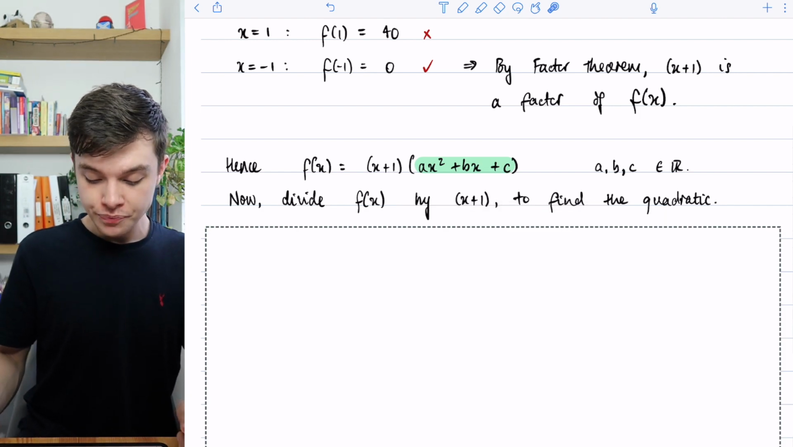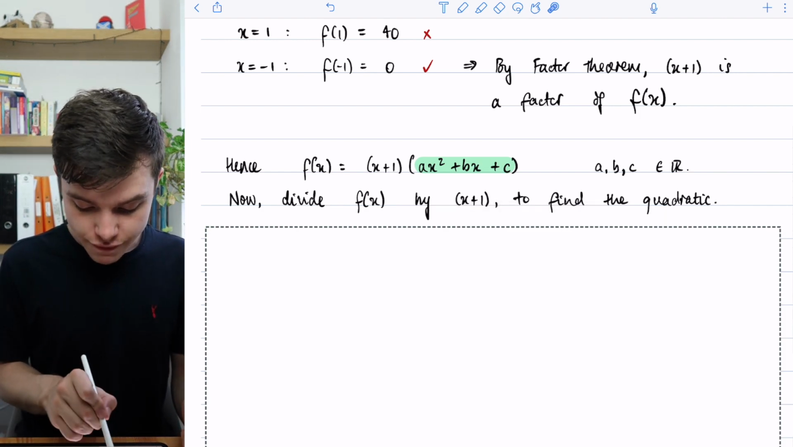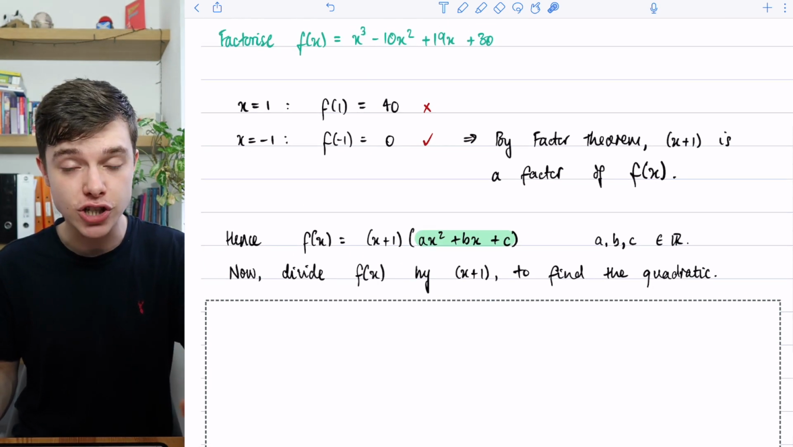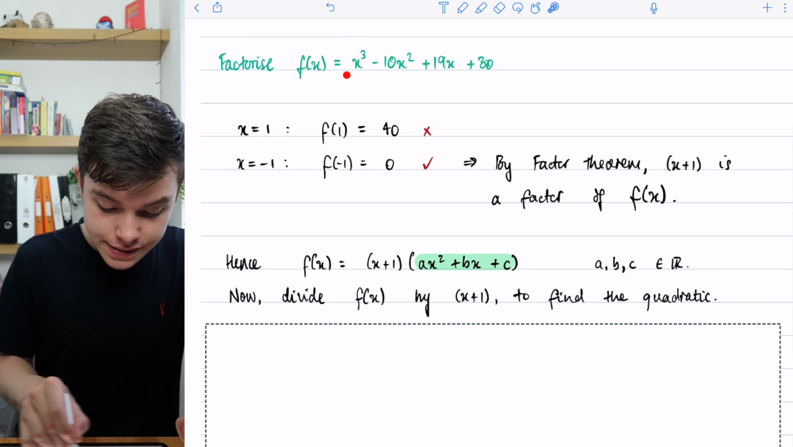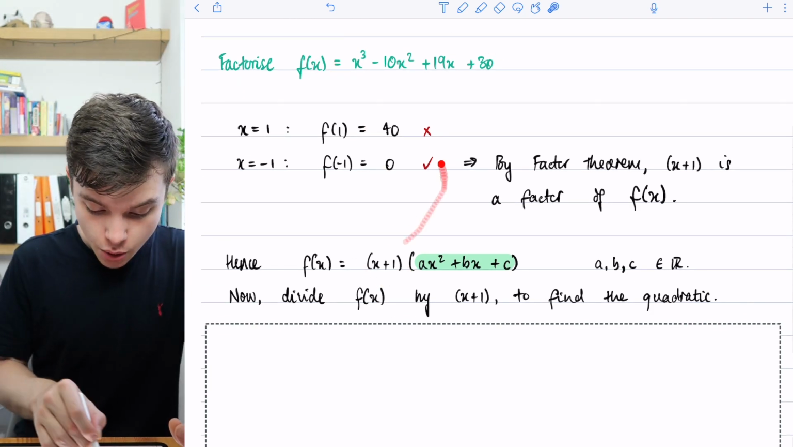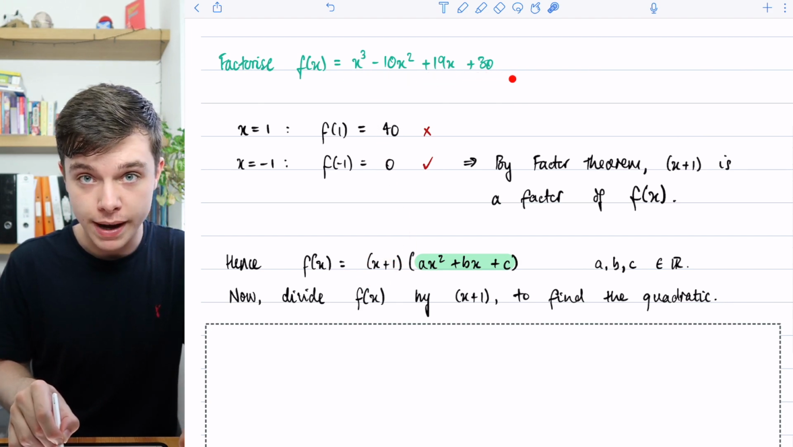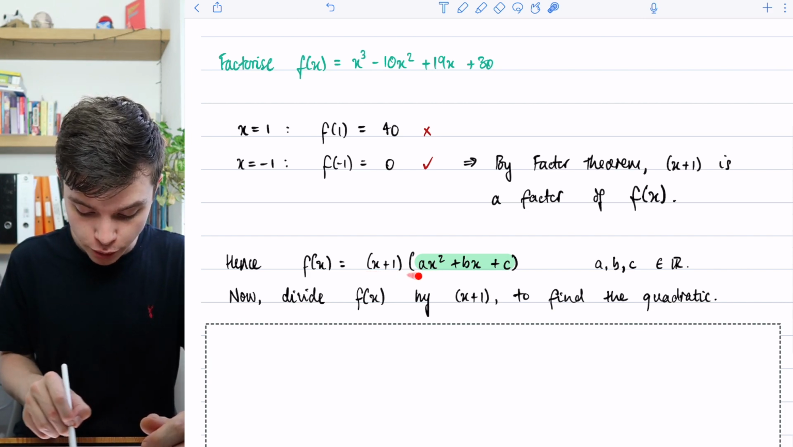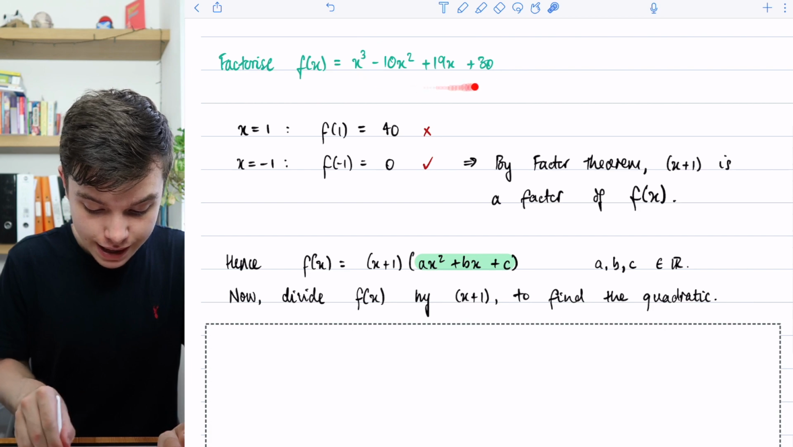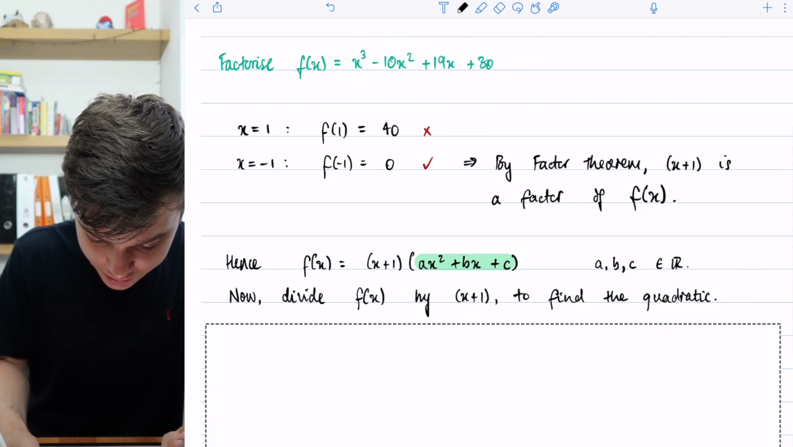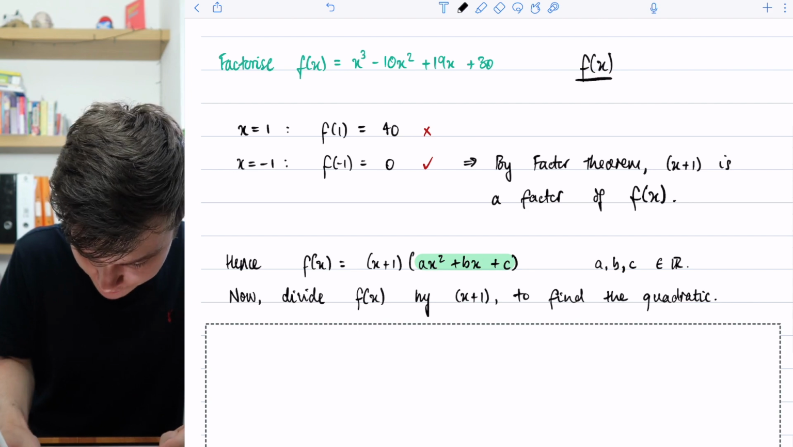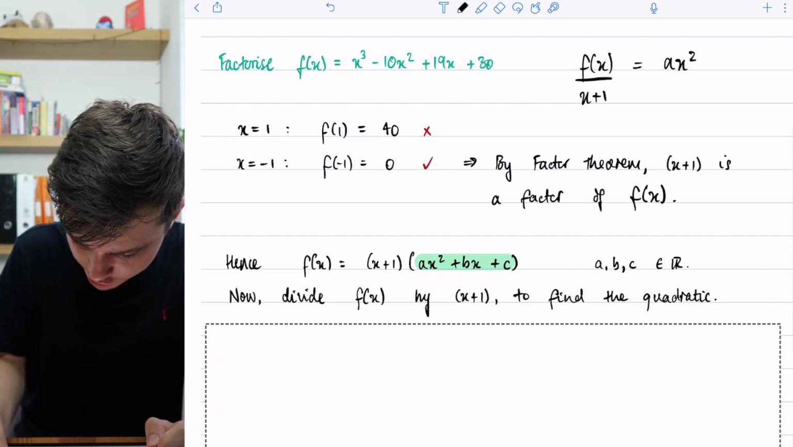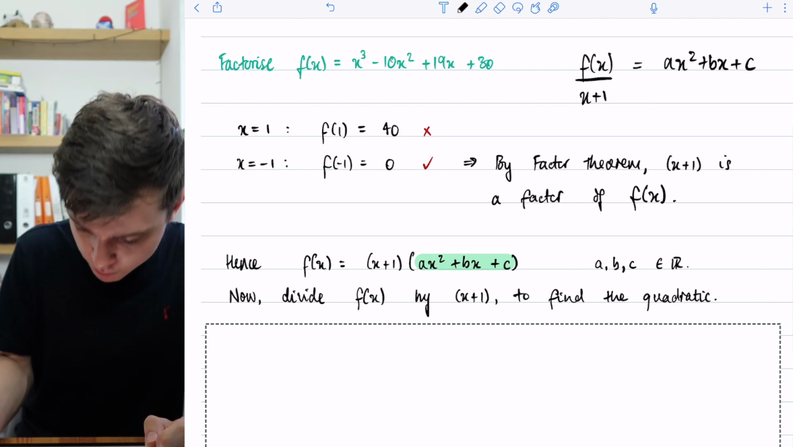Well, what I'm going to do is divide f of x by x plus 1, because if you remember from algebraic division, we can divide a factor of this cubic into this cubic to give us the quadratic here, because we'll end up with our x plus 1 multiplied by our quadratic will give me this. In other words, we could write f of x divided by x plus 1, which is what we're going to do with algebraic division, will give me that quadratic, and then we just multiply up by x plus 1.